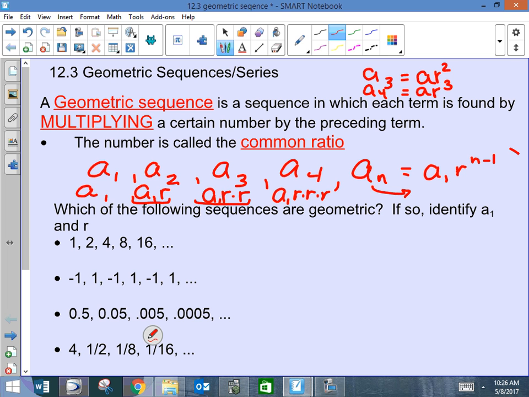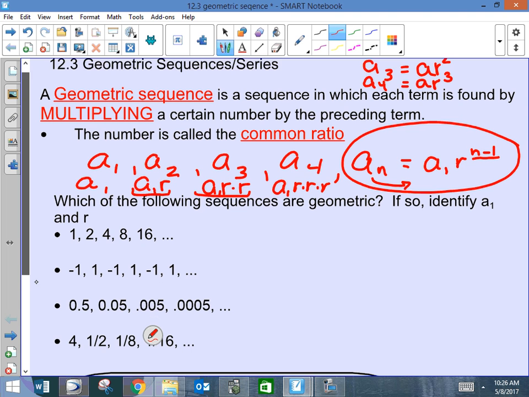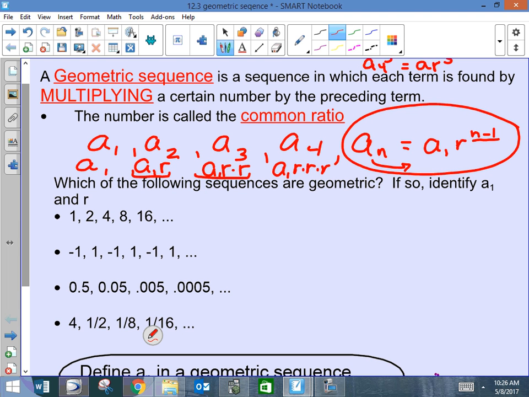Very good. There's your formula. It's an exponent as opposed to a factor. That's how it works. Again, the next piece is figuring out if it's geometric. Okay, so we have to multiply 1 times what to get 2? Times 2 again, times 2 again, times 2 again. Yes, R, in this case, is 2.